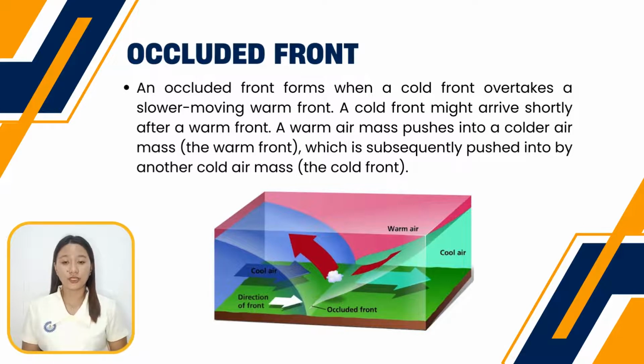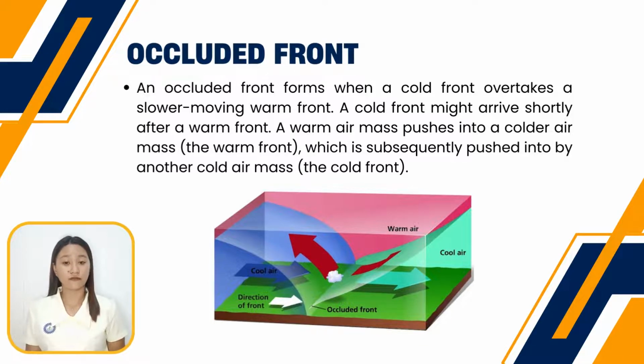So, now let us discuss the last type of front, which is the occluded front. An occluded front forms when a cold front overtakes a slower moving warm front. So, a cold front might arrive shortly after a warm front. A warm air mass pushes into a colder air mass, which is subsequently pushed into another cold air mass. Because the cold front moves quicker than warm fronts, the cold front will most likely overrun the warm front. This is referred to as an occluded front.